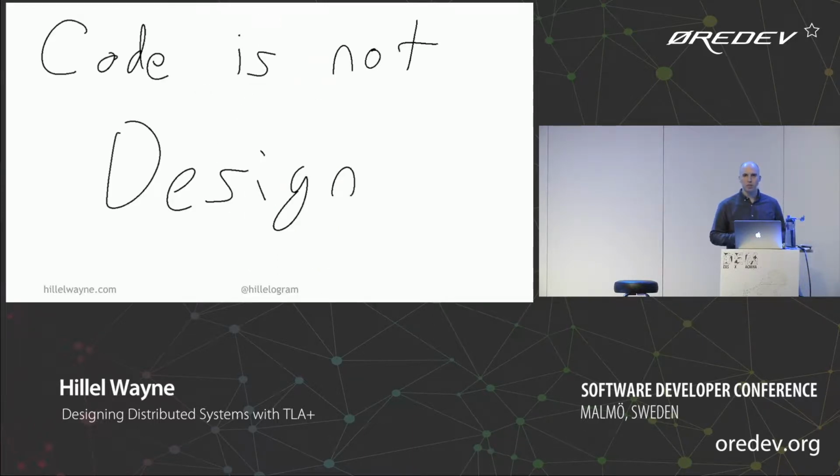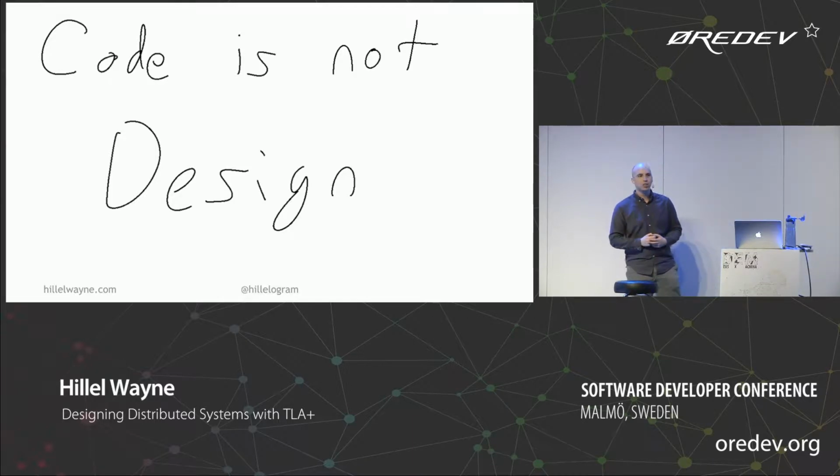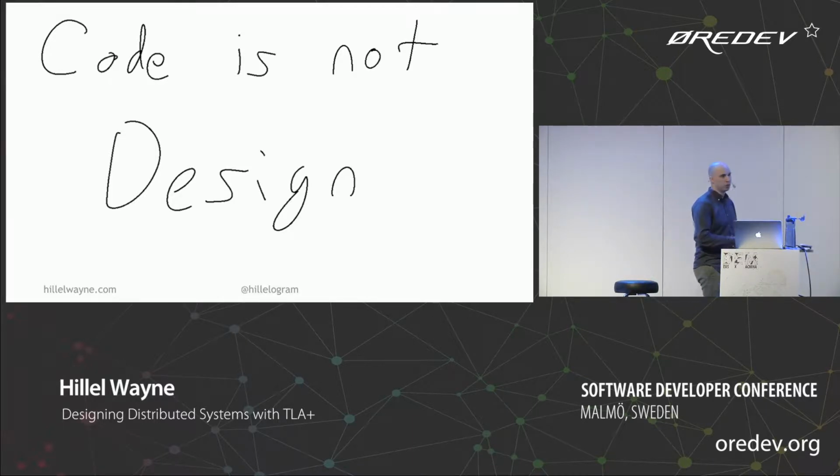See, the problem here is that code is not design. Code cannot be design. It's not supposed to be design. Code represents the machine we're building. It's the implementation. It says nothing about the wider context. It says nothing about our intentions. It says nothing about the high-level interactions between our components.